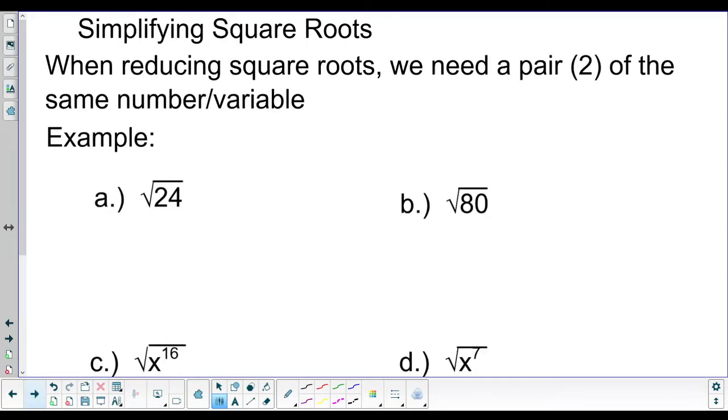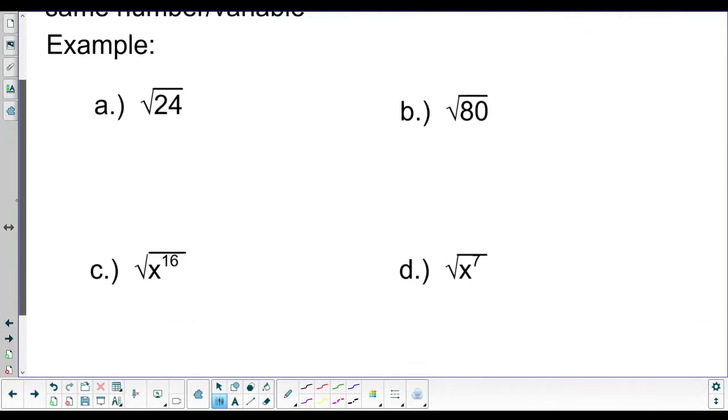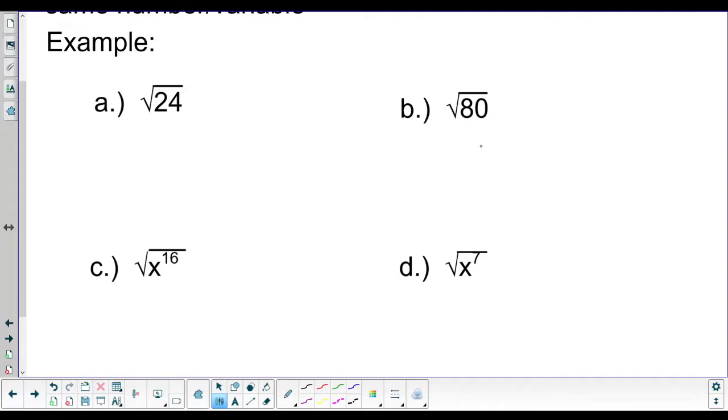So let's go ahead and take a peek at some of these practice problems. Let's read the instructions at the top. It says, when reducing square roots, we need a pair. The word pair means 2. You need 2 of the same number or variable. So what we're going to do here is factor these things as much as we can, and then make groups of 2 matching things, and then move them outside the radical. So let's look at 24 first. Let's factor 24. And I like to make a little factor tree.